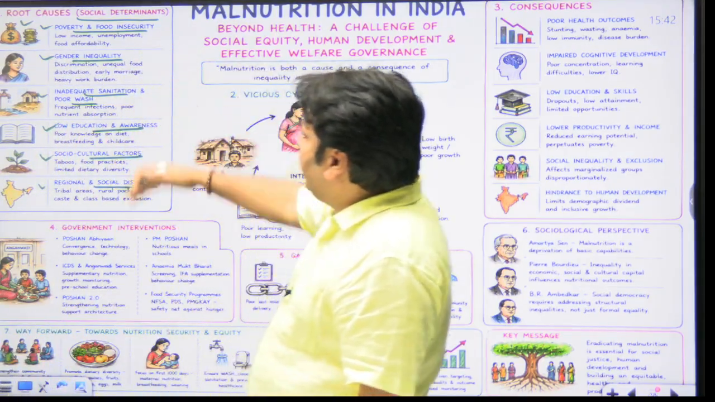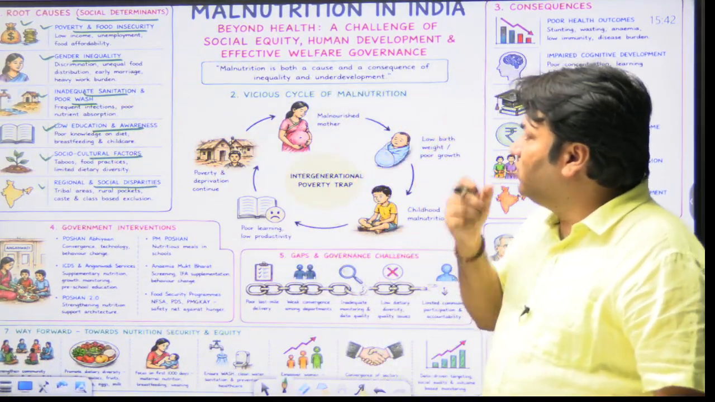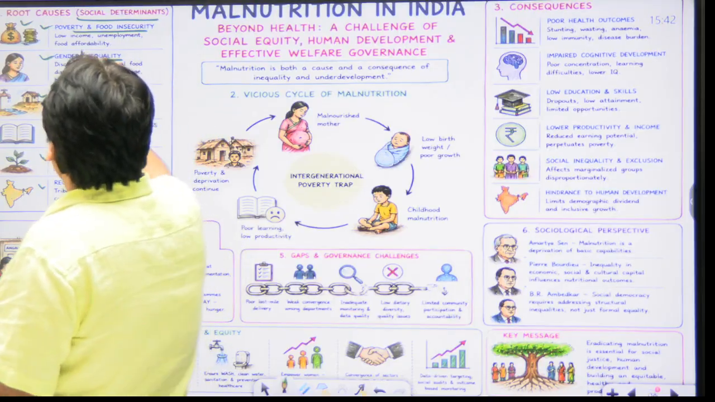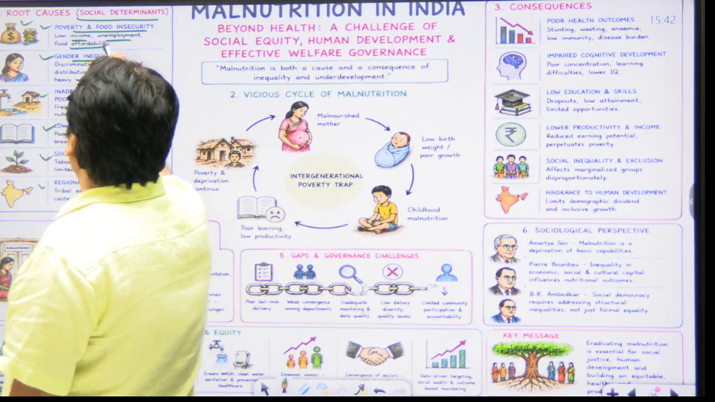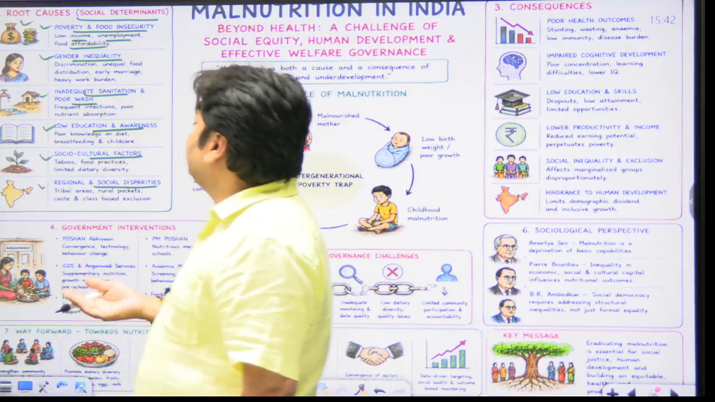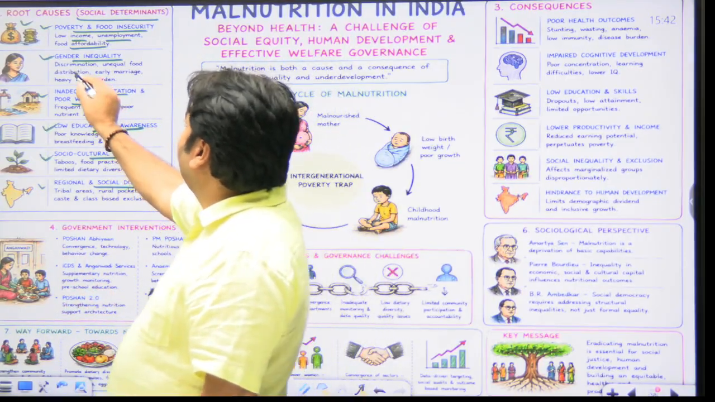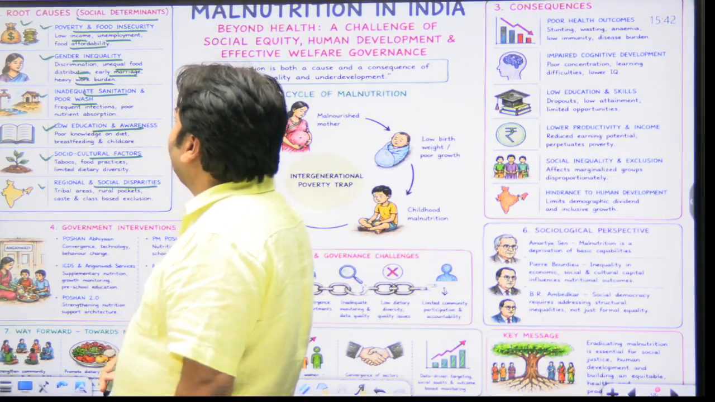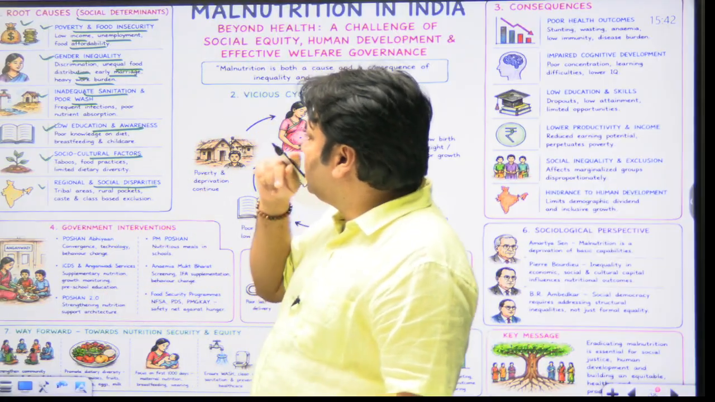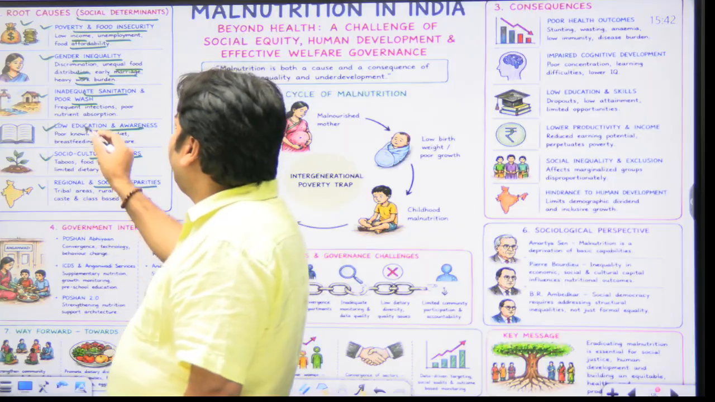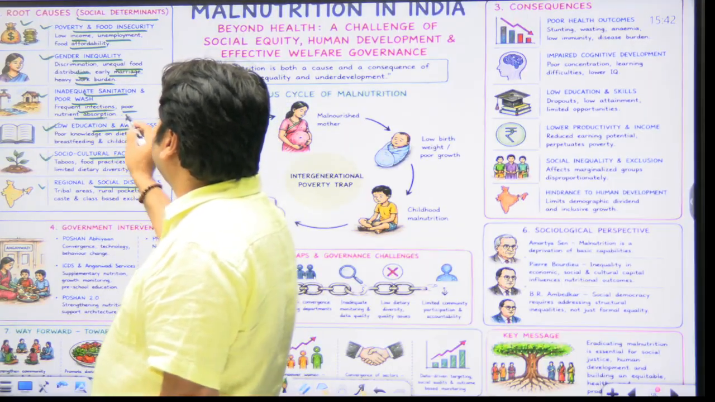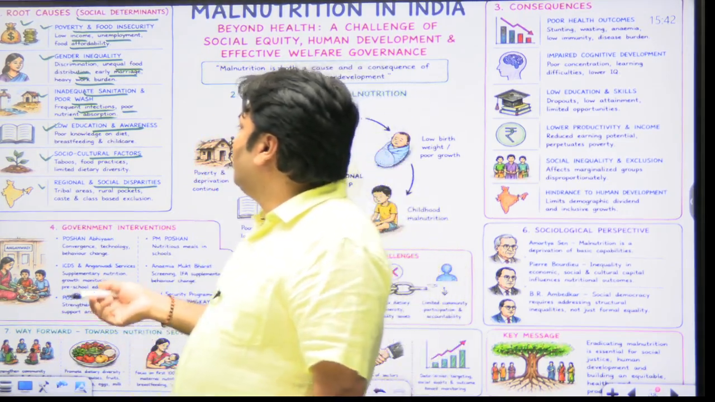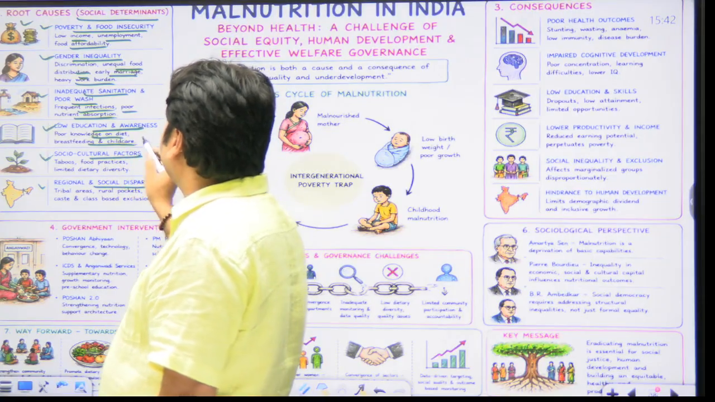Now, while explaining these dimensions, I have used keywords only. For example, for poverty and food insecurity, keywords like low income, unemployment, food affordability. In gender inequality, keywords like discrimination, unequal food distribution, early marriage, heavy work burden. For inadequate sanitation and poor WASH, we can write points like frequent infections, poor nutrient absorption. For low education and awareness, we can write points like poor knowledge on diet, breastfeeding and childcare.